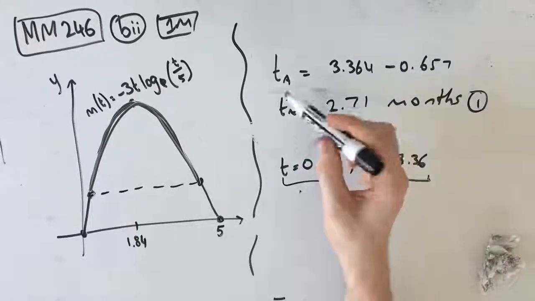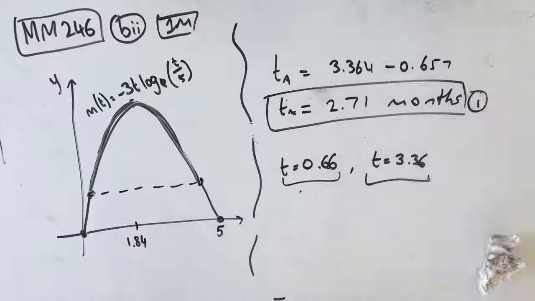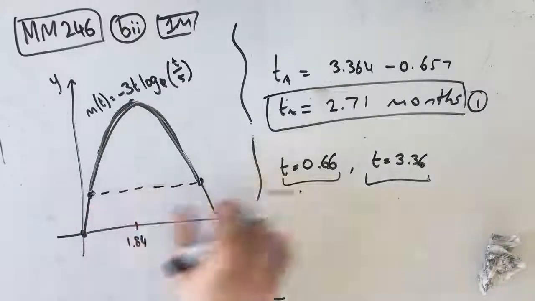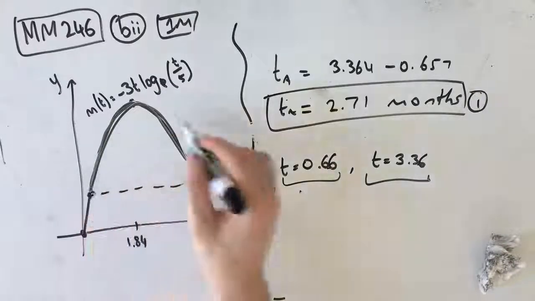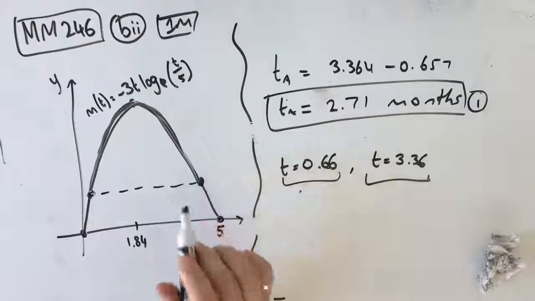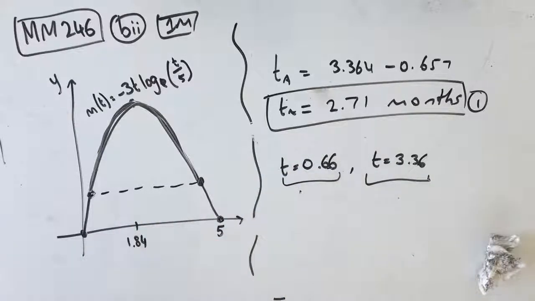That's our first and only mark for part B, II. And that's it. So we just need to work out the difference between the first time he reaches it and when he comes back down and reaches it again. So 2.71 months is our final answer. Let's move on to part C.